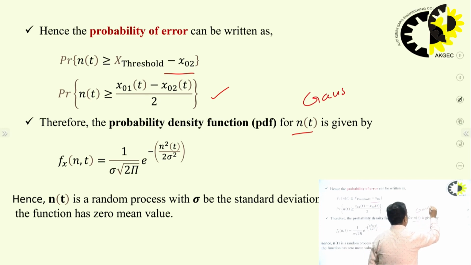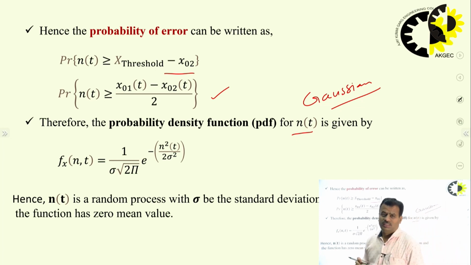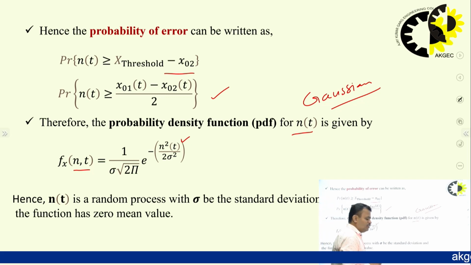Which noise? Gaussian. What I told you in unit number 1 and unit number 2: in case of Gaussian noise, its Gaussian distribution or probability density function we can define as f of n(t) equal to 1 upon sigma root of 2 pi e to the power minus n square(t) upon 2 sigma square. This is noise square. So n(t) is a random process, sigma is the standard deviation, and generally it has zero mean and unity variance. That we know.